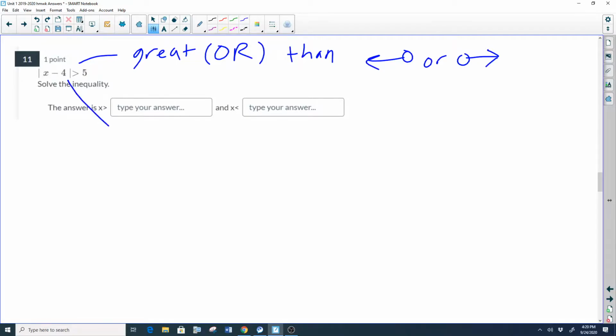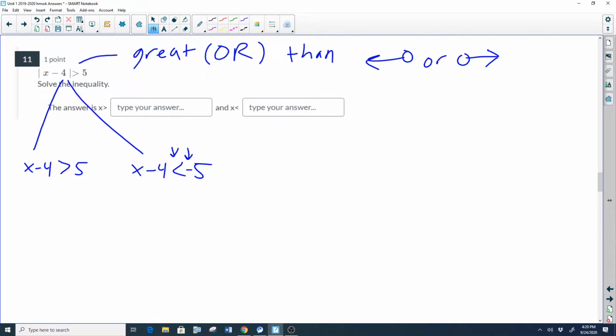Okay, so we're going to split this again into two equations. We get x minus 4 is greater than 5, and x minus 4 is less than negative 5, right? Because you've got to change the sign. Oops, you've got to change the sign and the inequality. Make sure you do too.